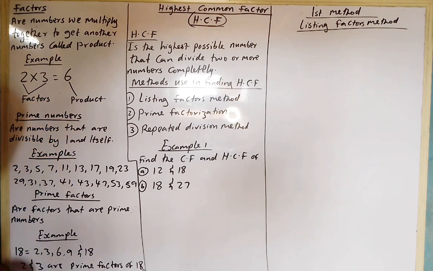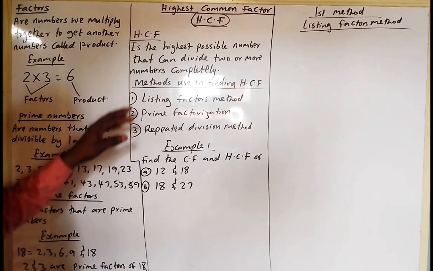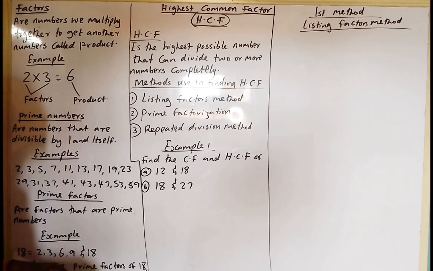An example of this is when we are given 18. I will list out all the factors of 18: 2, 3, 6, 9, and 18. And out of these factors, which of these numbers are prime numbers? 2 and 3 are prime factors.